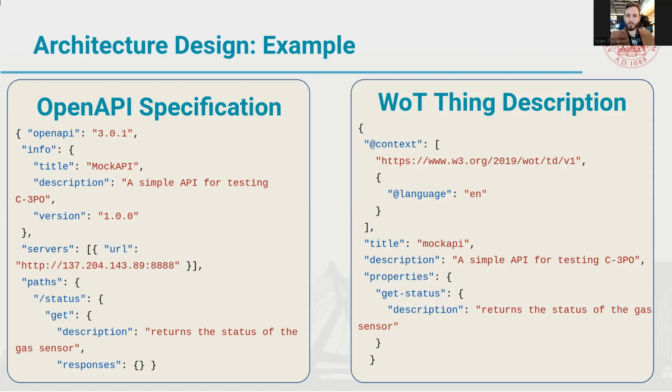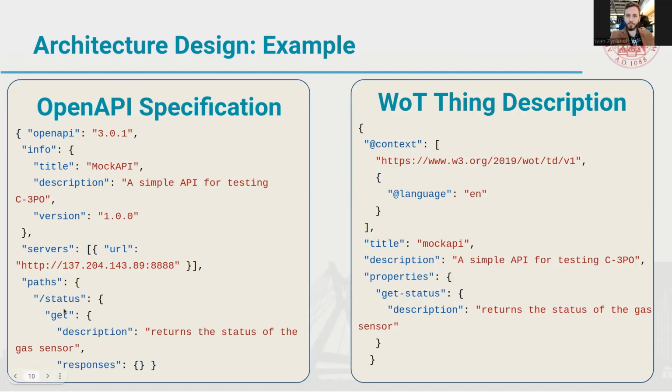So on the left-hand side, you have an OpenAPI specification. So you have the version, you have some metadata, the title of the API, its description. Also, you have the server, so where it's running. This is important because when we instantiate the proxy of the real service, we need to know where the real service is to query it.